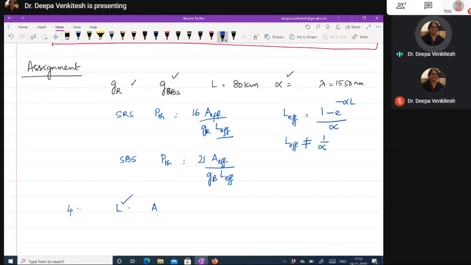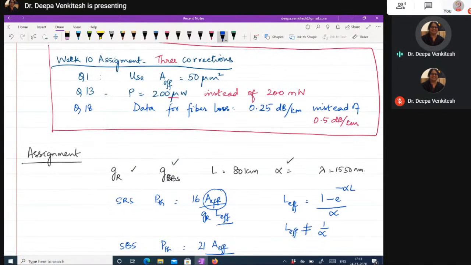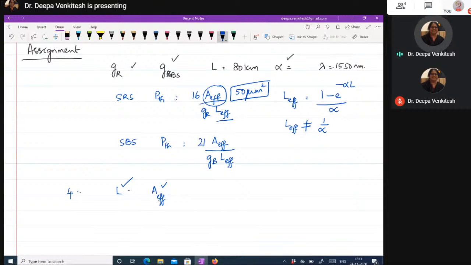And effective area is given. So for this effective area, as I mentioned earlier, please use 50 micrometer square, because standard single mode fiber at 1550 nanometer is 50 micrometer square. GB is given, and you are asked to calculate for two different wavelengths, 1.3 micron and 1.55 micron. The loss is different. Alpha is 0.5 dB per kilometer here, and here it is 0.2 dB per kilometer.